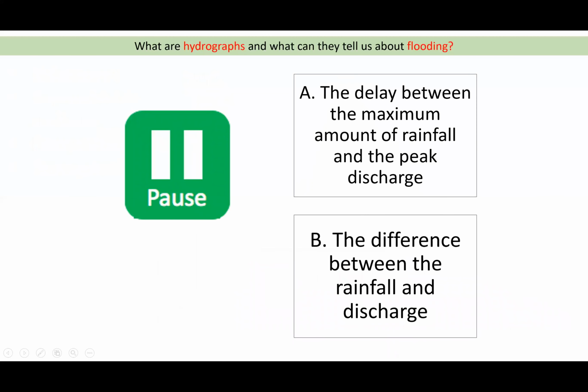I would now like you to point to the definition for lag time. It's A, the delay between the maximum amount of rainfall and the peak discharge. And it's not B, because this one just says that it's the difference between the rainfall and discharge. It hasn't specified that it must be the peak rainfall and the peak discharge.